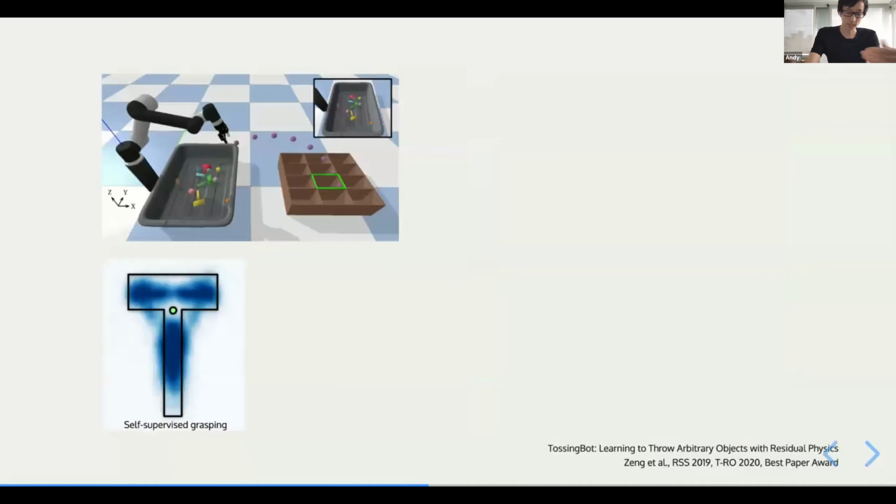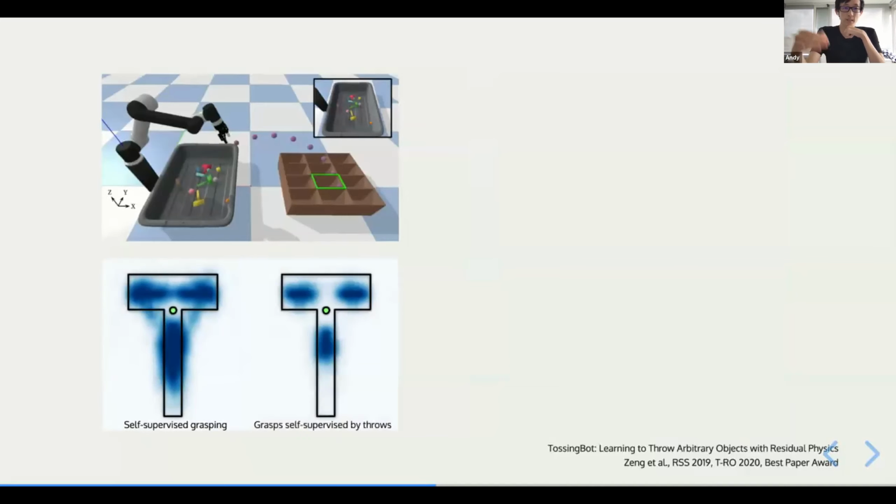So in simulation, we did several controlled experiments where we were given a T-shaped object, and we would visualize the distribution of grasps learned from trial and error, self-supervised by whether or not it had lifted up the object. And the blue spots that you see here represent the spatial distribution of grasps predicted by the deep network. And the green dot is the center of mass.